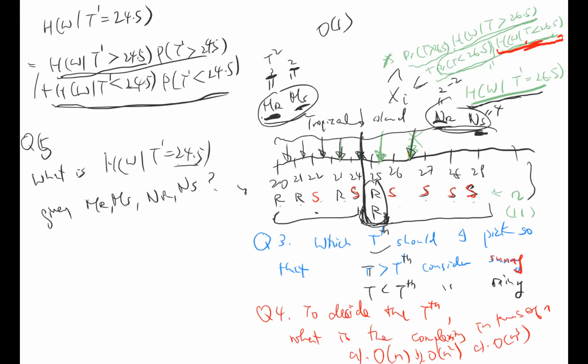So with these 4 numbers, you can compute this directly. You can just represent this in terms of MR, MS, and NR, NS. So what is this guy in terms of these guys here?